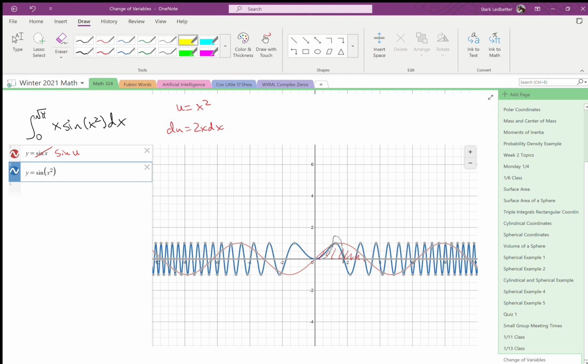So now I'm stretching by a weird amount. My interval 0 to root pi gets stretched out to 0 to pi, but it gets stretched out non-linearly. I'm not multiplying by a factor of root pi. Every little thing I'm going up by 2 times whatever value on the x-axis I'm on. So that's weird. The space is getting stretched out non-linearly in this case. But my interval, 0 to root pi, every number there still gets mapped to an interval 0 to pi.